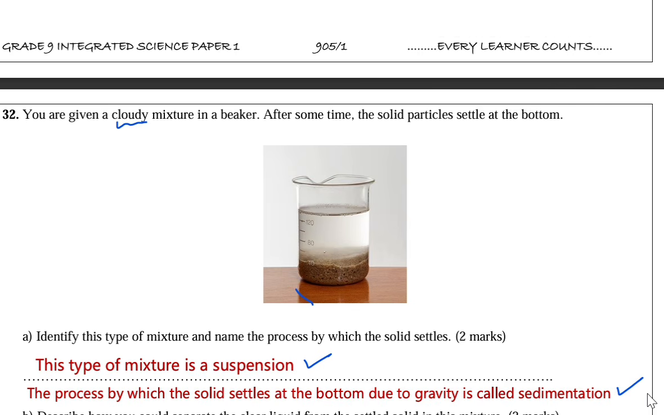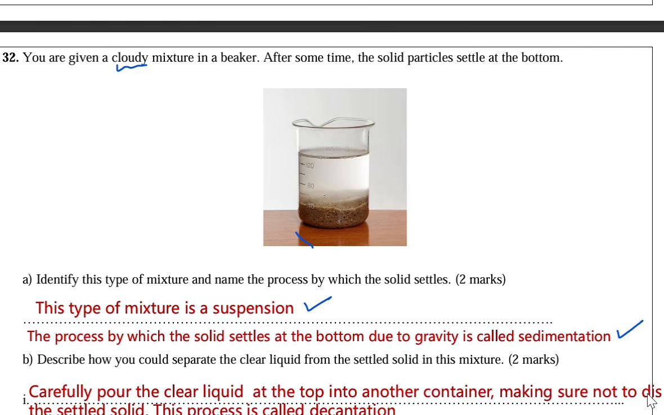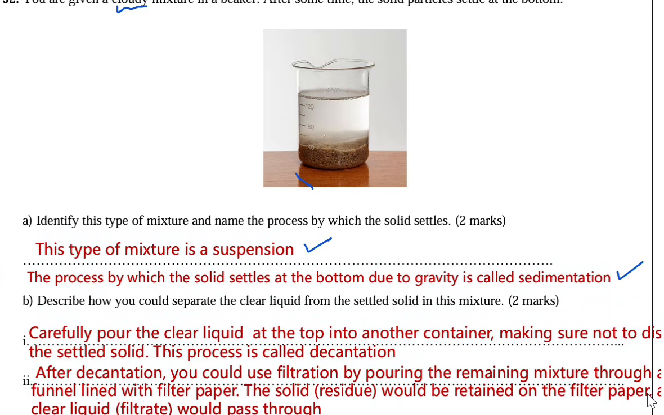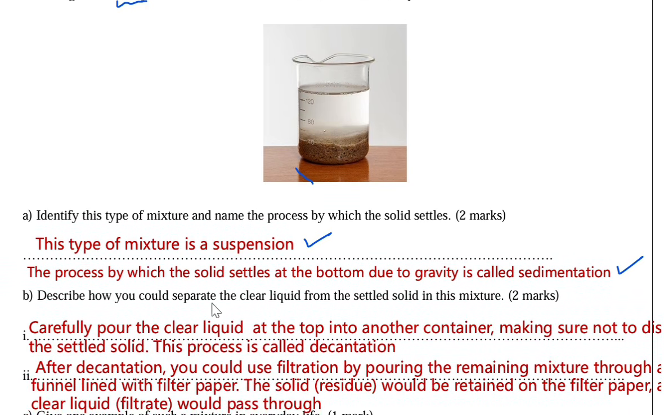Continue to part B. Describe how you could separate the clear liquid from the settled solid in this mixture, 2 marks. So the first step is to carefully pour the clear liquid at the top into another container, making sure not to disturb the settled solid. This process is called decantation. So you pour the top liquid into another container without disturbing the solid at the bottom.